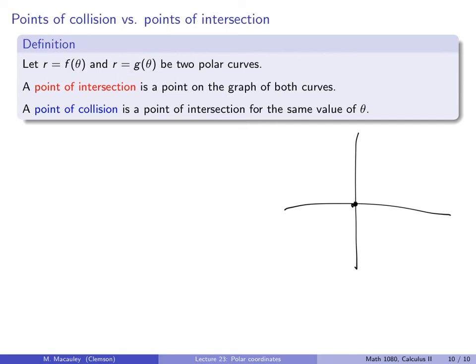So there's two types, and I'll go over these. A point of intersection of two polar curves, f of theta, g of theta, is just any point that's on the graph of both curves.